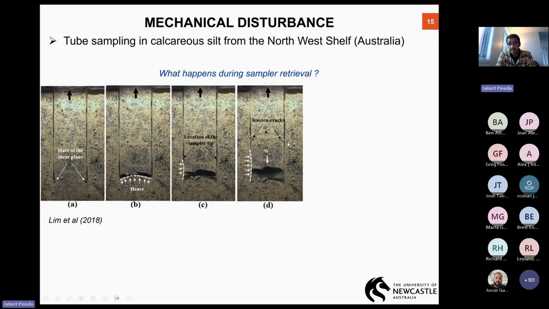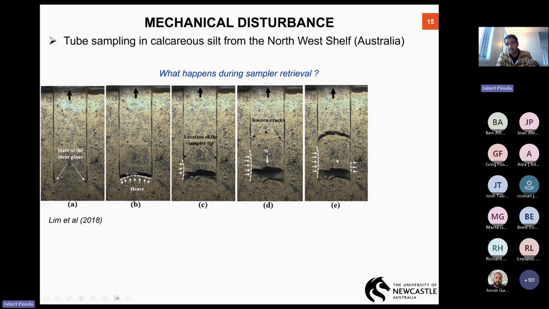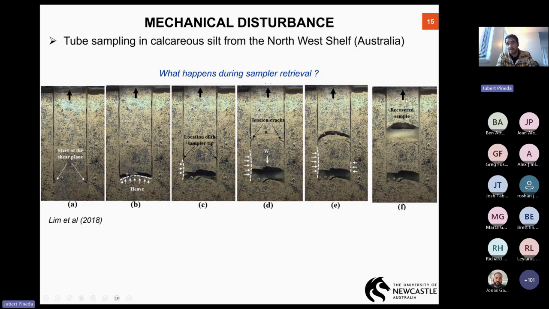So that creates some tension cracks. The tip of the sampler is now here, and because of the self-weight of this part of the tube, we are losing this bottom part of the material, and then this is the recovered sample that we got and we are going to test. So by no means are these Shelby tubes or open samplers a good technique.